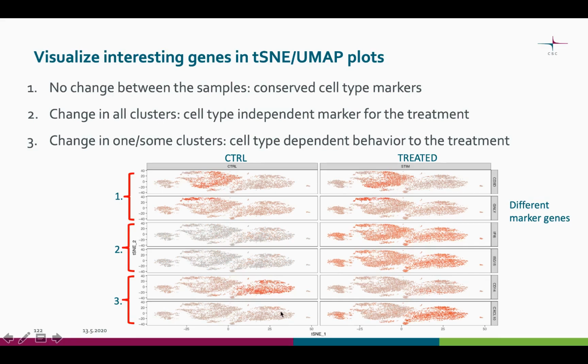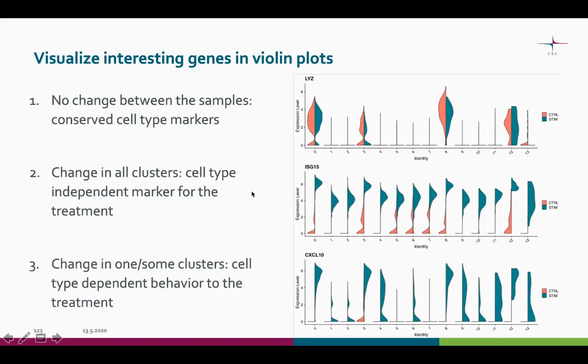In the last scenario, we see cell type dependent reaction to the treatment. This gene is active in this cluster here in the control sample, but not in the treated sample, and then vice versa with this gene. We can see the same 3 scenarios here in the violin plots. Here on the x-axis, we see the different clusters, and for each of these 3 genes, we see the expression level in control, red, and treated, green.